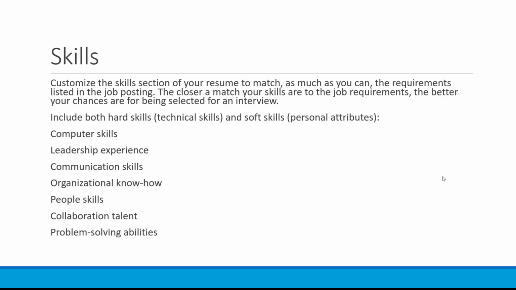Now, a lot of times students will include a skill section. You want at least a one-page resume, one full-page resume. So if you don't have a lot of work experience, make a skills section. So do you have computer skills, leadership skills, communication skills? Look at some example resumes that really focus on skills.